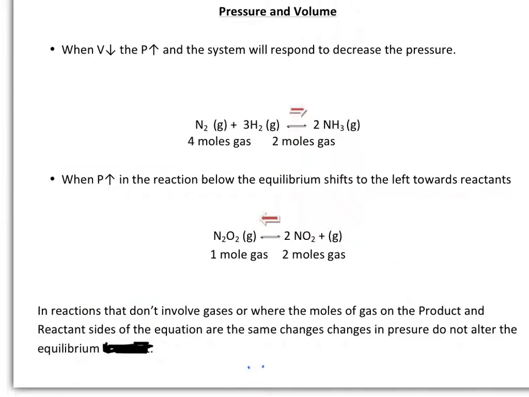Now let's consider changes in pressure and volume. Recall, these kinds of perturbations are only relevant when we're talking about gases. In reactions that don't involve gases, or where the moles of gas on the product and reactant side of the equation are the same, changes in pressure don't affect the equilibrium. They don't perturb the system in any way.